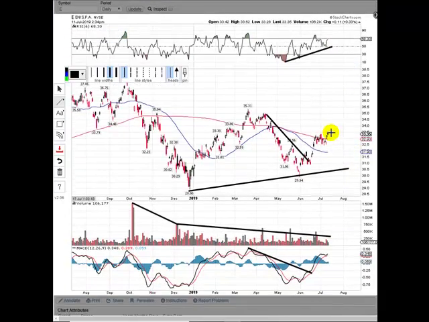Now, with that said, could this have some decent sized pullback before heading higher? Sure, it could. Could it come back, like this? It could. I don't think it's as likely, but it could. Or could it just take off? Sure. Or could it go sideways and then take off? Sure. Any of that's possible.